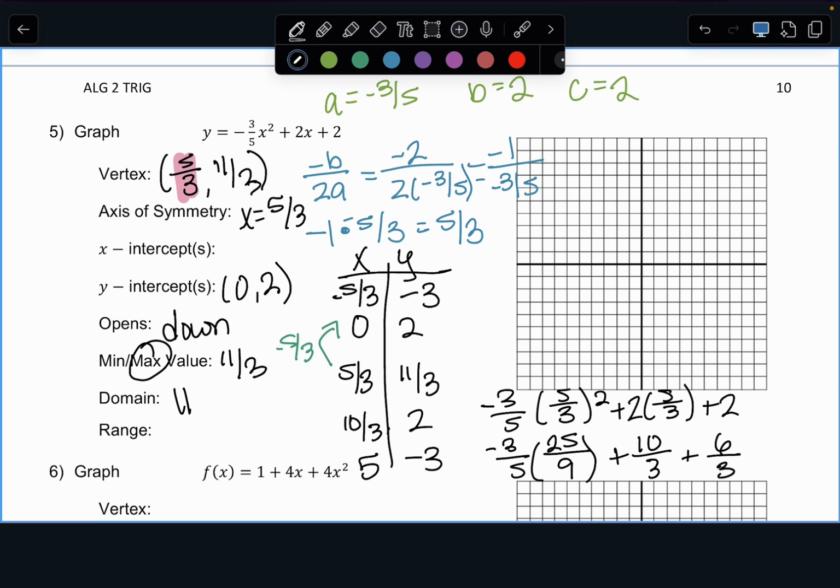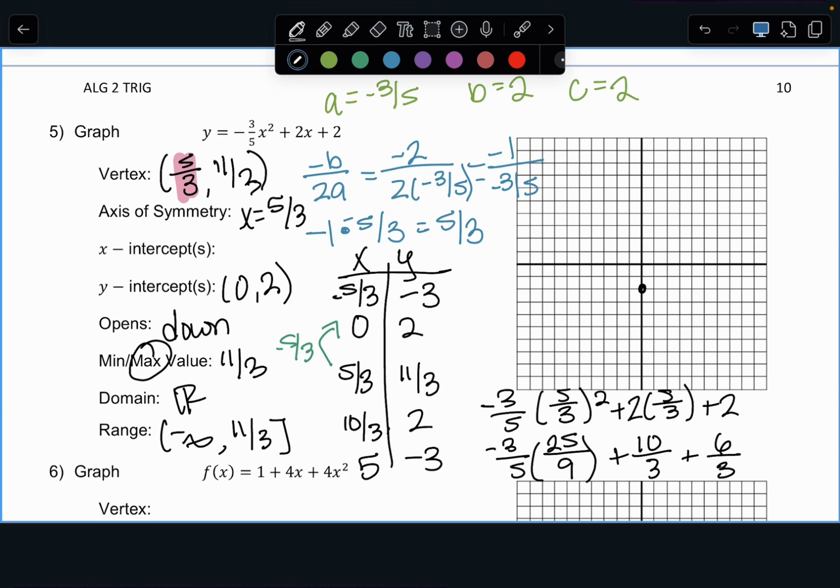Domain is always all real numbers. I have a max, so I have really small numbers down here, and I hit a point that I have to stop at. So I have stuff at negative infinity, but I have to stop when I hit 11/3. And then the negative infinity after? No, that will be wrong. So for intervals, it always has to be smallest to biggest number, left to right.